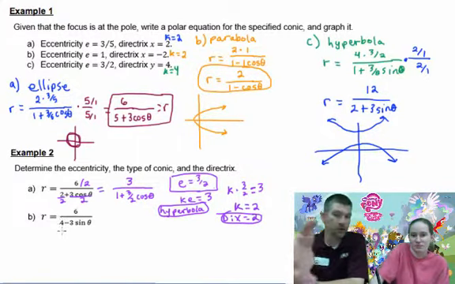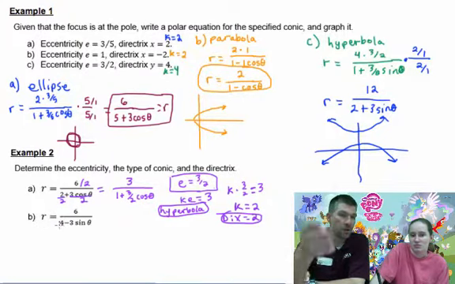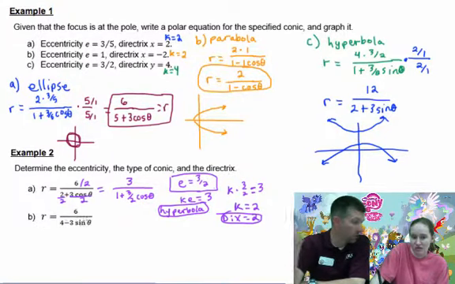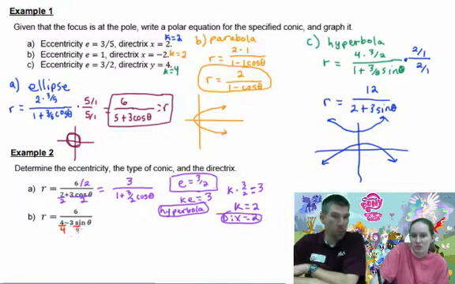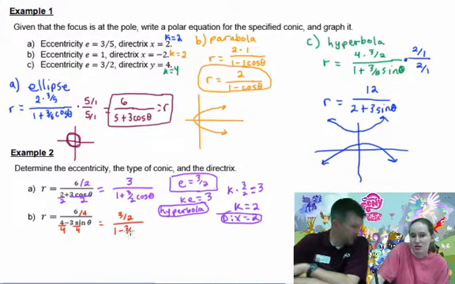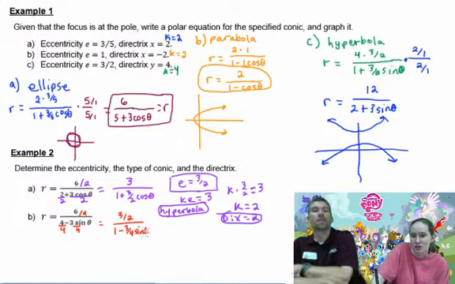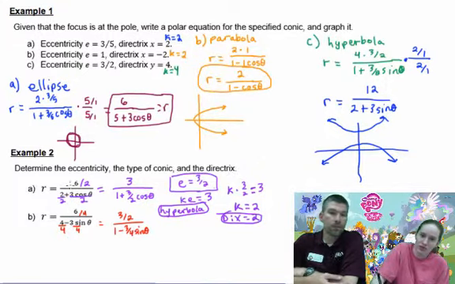Okay, now on this one, we're going to have y equals a negative number for our directrix, because we have a negative sine. And we're going to divide by 4, or multiply the top and bottom by 1/4. That gives 6/4 on top, or 3/2, you might say. All right, so that gives us 3/2 over 1 minus 3/4 sine theta.